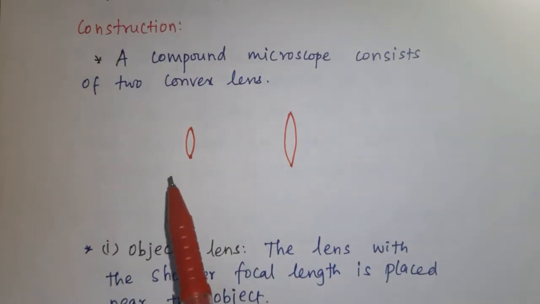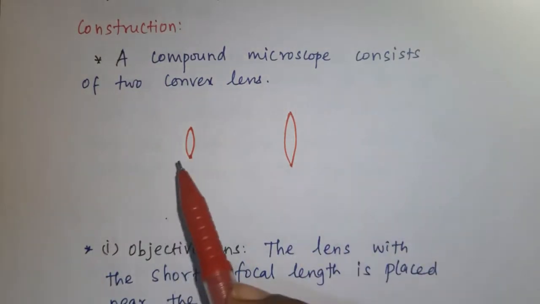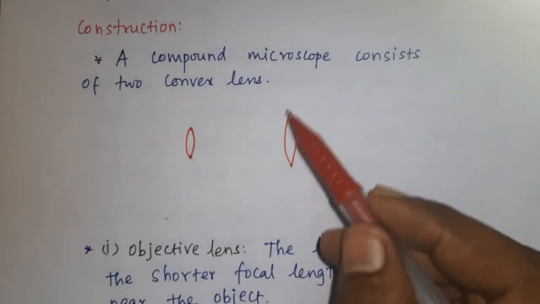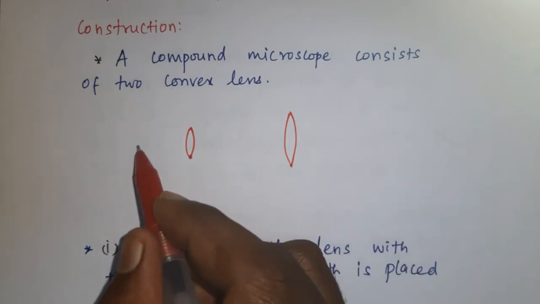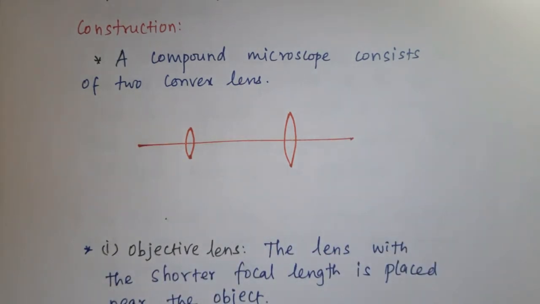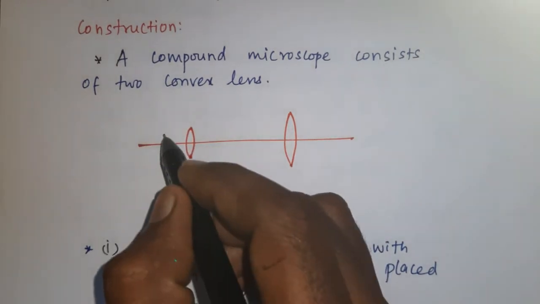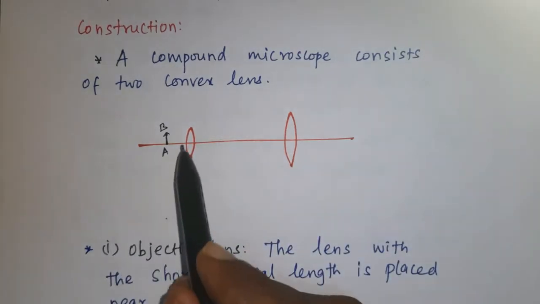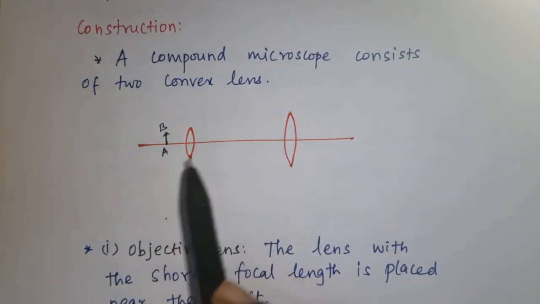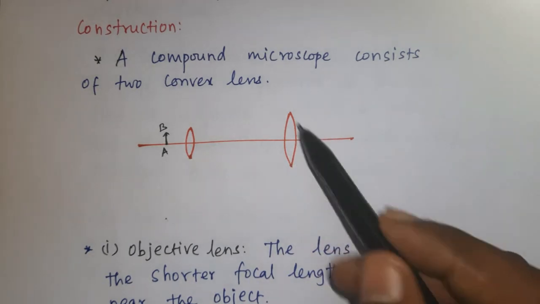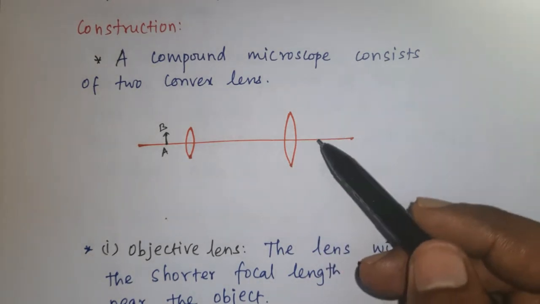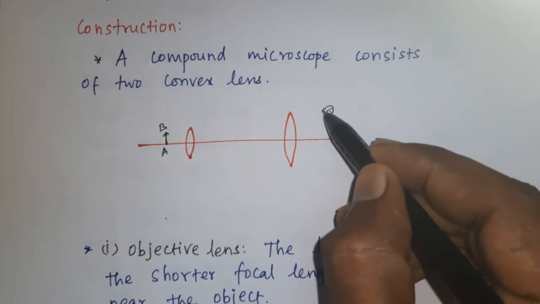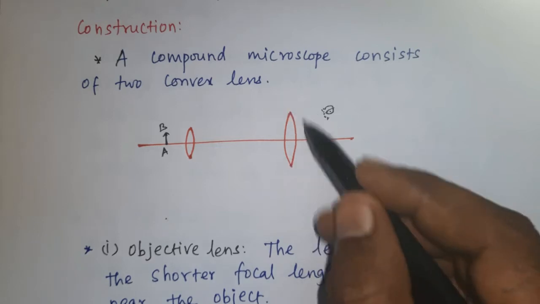Now we'll see the construction. A compound microscope consists of two convex lenses. One is the objective lens, another one is the eye lens. This is the principal axis. The objective lens is near the object. So this is AB, AB is the object. The lens placed near the object is hence the objective lens. This is the eye lens. This eye lens is placed near the observer's eye. This is the observer's eye.